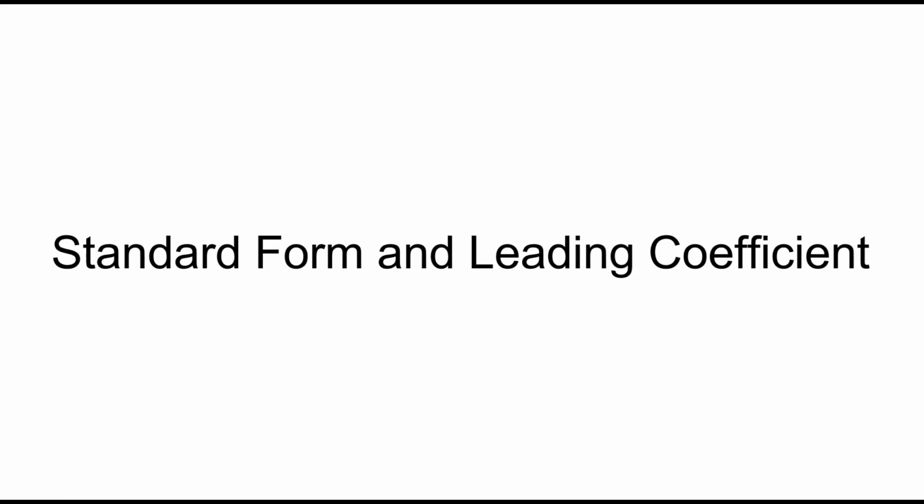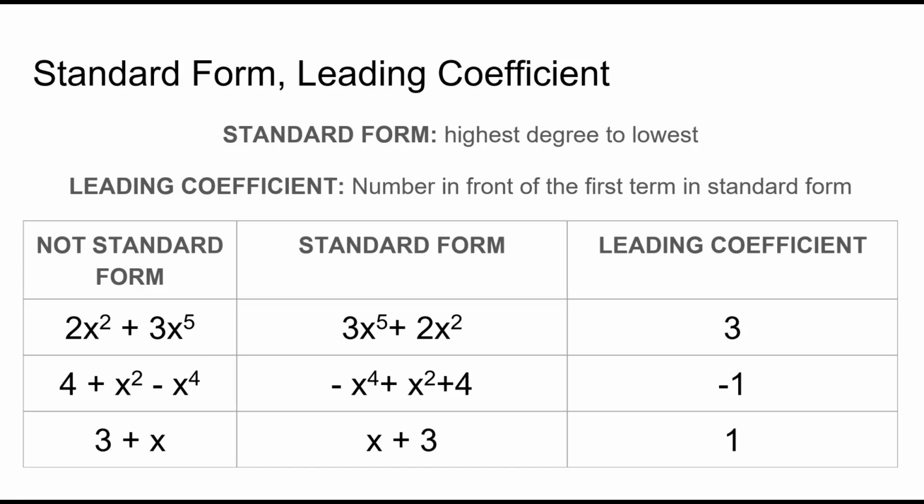Moving along, standard form and leading coefficient. When we have a series of terms or an expression, we need to put them in a standard form. And the way that we do that is we look at the highest degree, meaning exponent. So we compare the degree and we say, hey, this guy is bigger. So the whole term goes first. And then you go in order from highest to lowest.